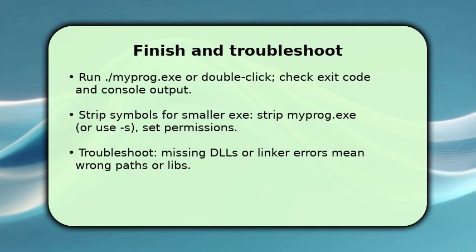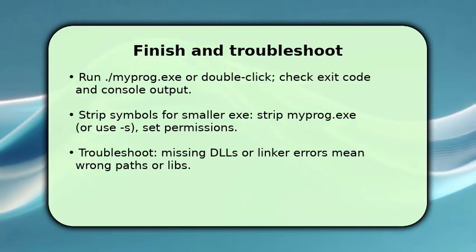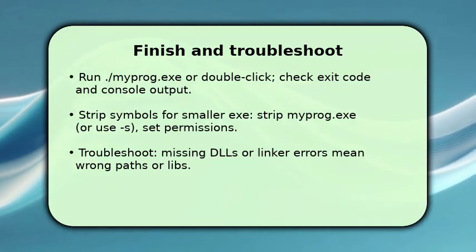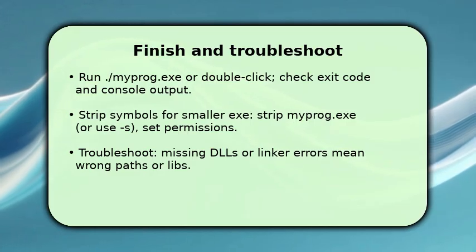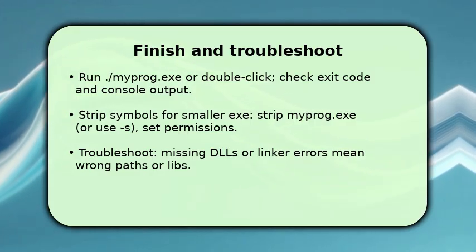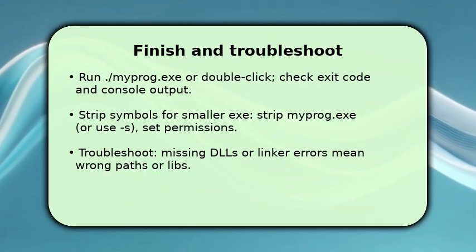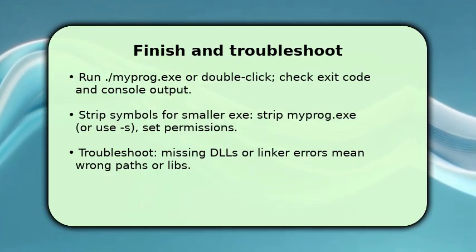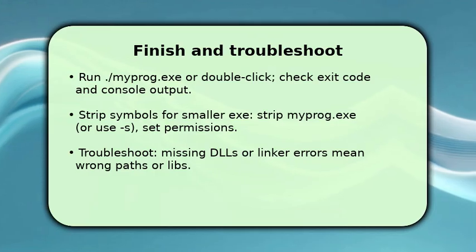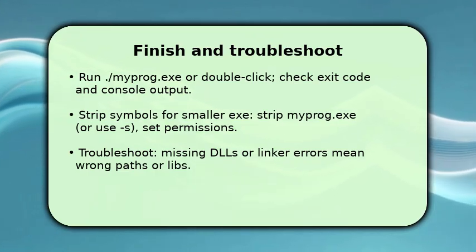To finish, run the generated exe in the terminal to view output and verify exit status. On Windows, double-clicking works, but the terminal shows errors. For distribution, strip symbols to reduce size or build a release with optimizations and static linking if needed. Make sure file permissions are correct on Unix.